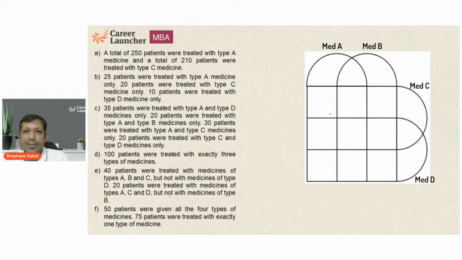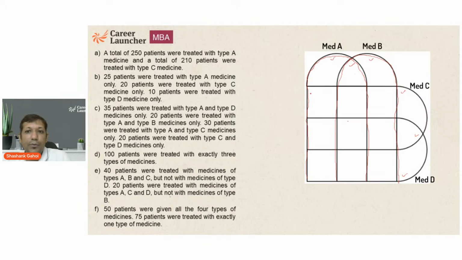So what does it say? If you look at this region, this whole region is called medicine A. This whole region is called medicine B. Similarly, medicine C and medicine D. Now this is called only A. This is called only B. This is called only A and B. Remember this. This is only A and B. This is only C. This is only D. This is only C and D.